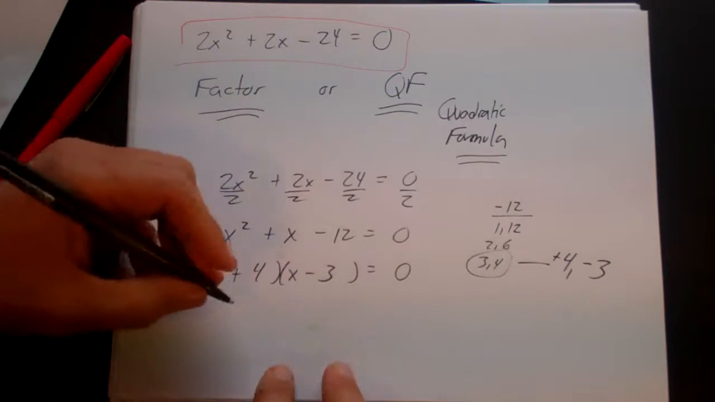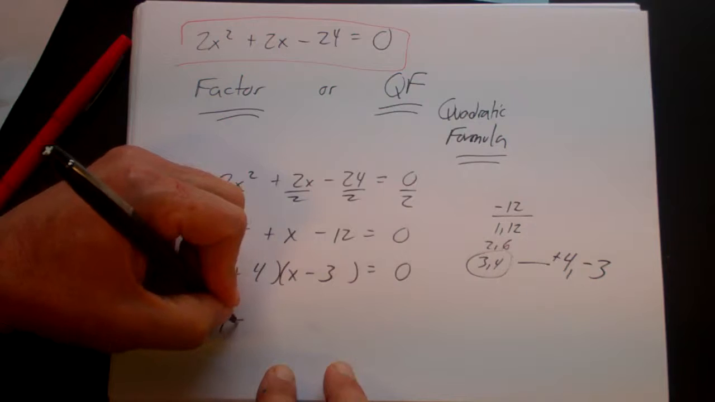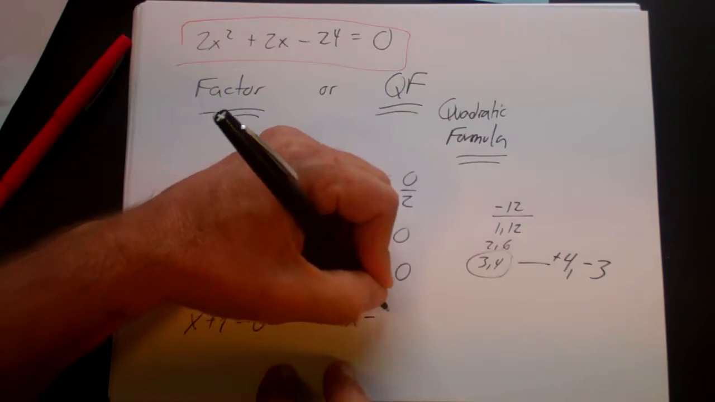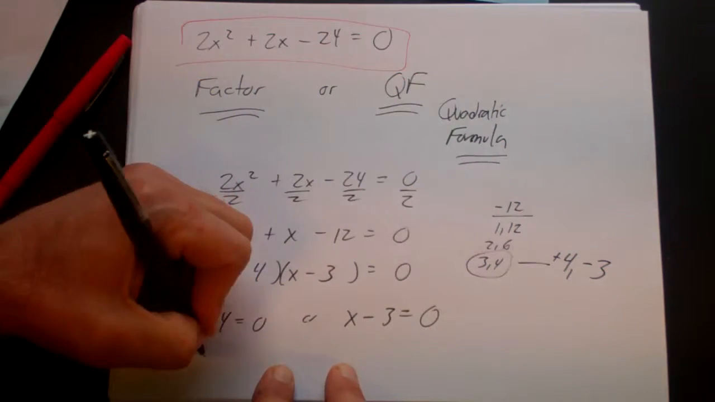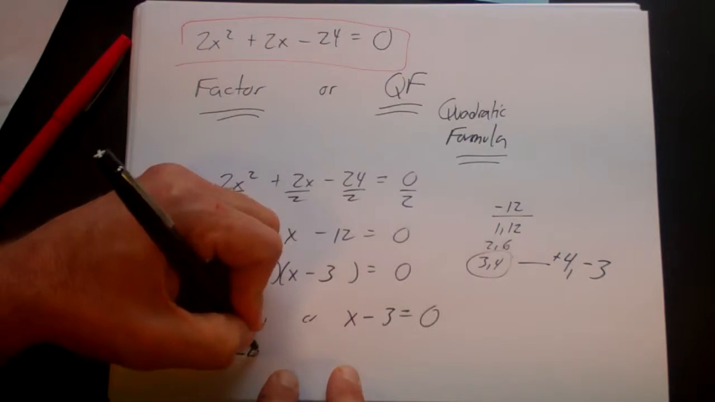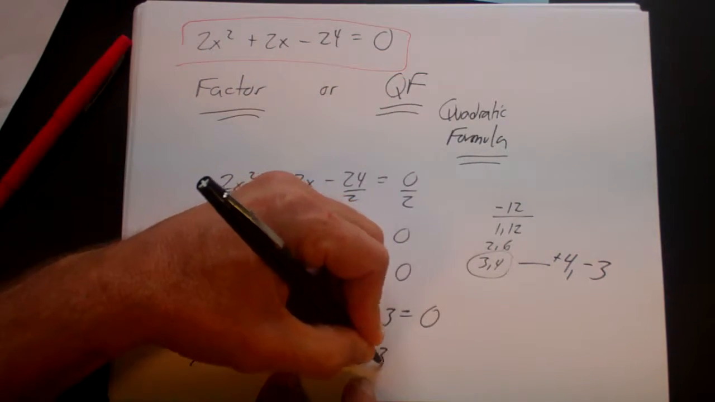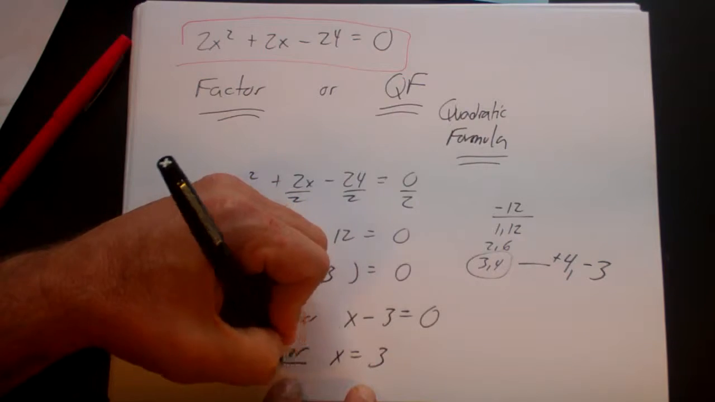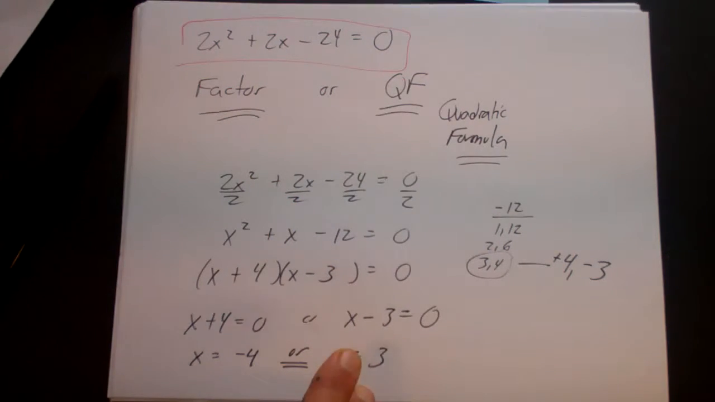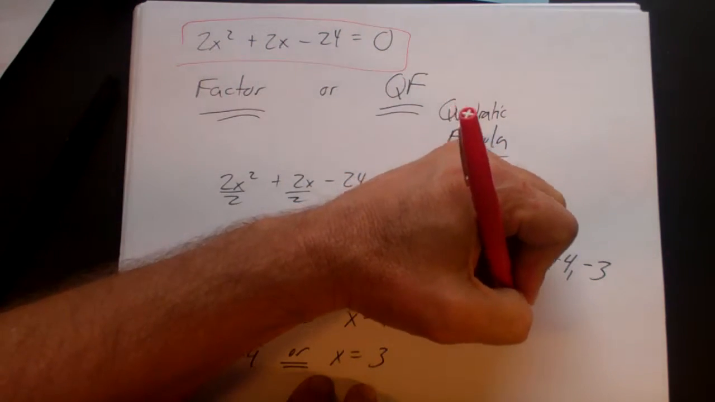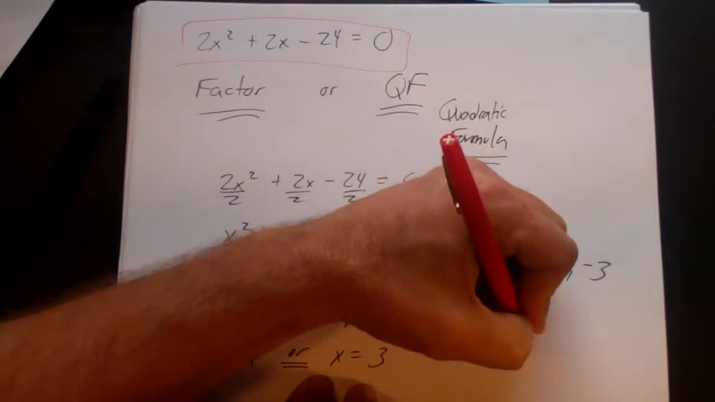Now you're going to set each one of these equal to 0. So you have x plus 4 is equal to 0, or x minus 3 is equal to 0. Subtract 4, x is minus 4, or x is positive 3. And those are your two x-intercepts there. Again, if you need help with this, the video you want to watch is called AC Factoring.